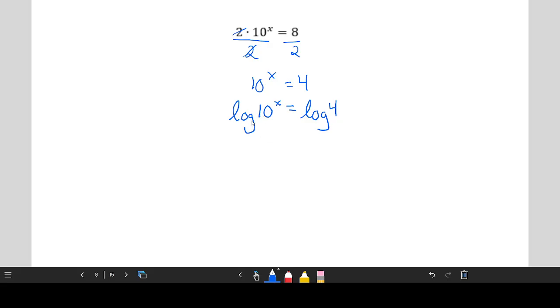And then since I used log base 10, I have inverse functions on the left side, and we just get x. So x equals log base 10 of 4 is the exact solution. And if you need an approximation, you can type that in your calculator, and it's about 0.602.